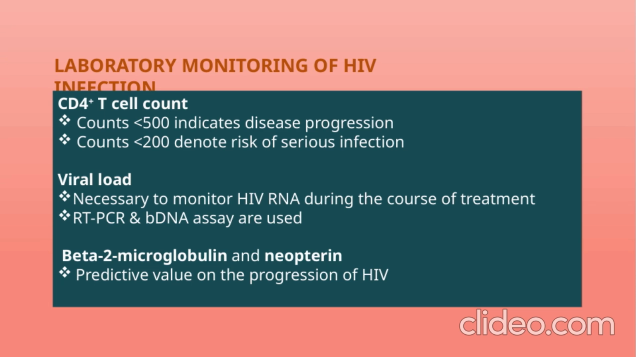Finally, there are additional markers like beta-2-microglobulin and neopterin. These are helpful because they have predictive value regarding the progression of HIV infection. Elevated levels of these substances can indicate increased immune activation or disease progression, making them useful tools in comprehensive laboratory monitoring. Overall, combining these different markers gives us a clearer picture of how the infection is progressing and how well the treatment is controlling the virus.